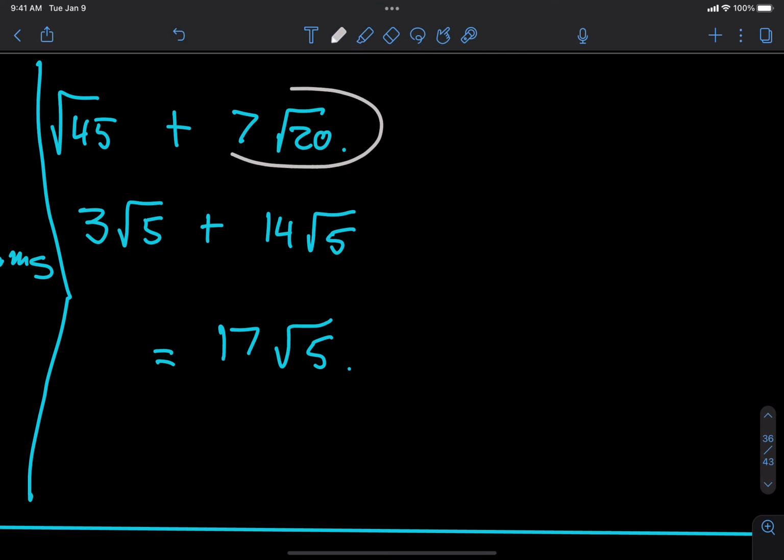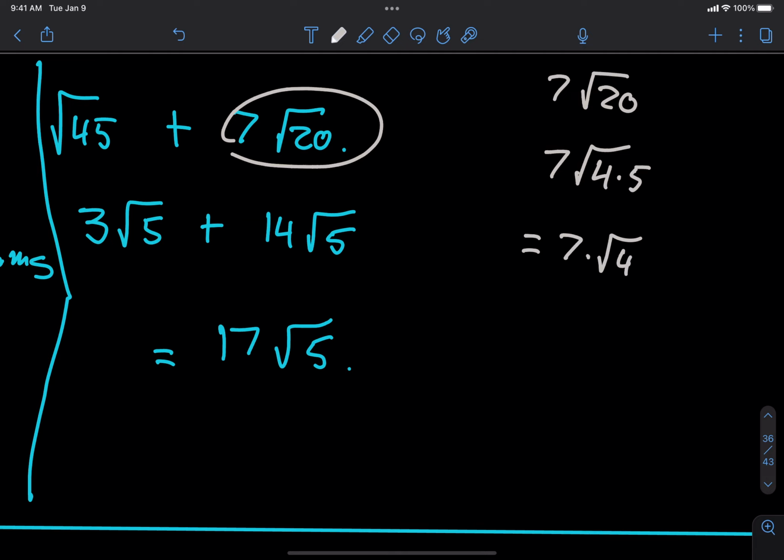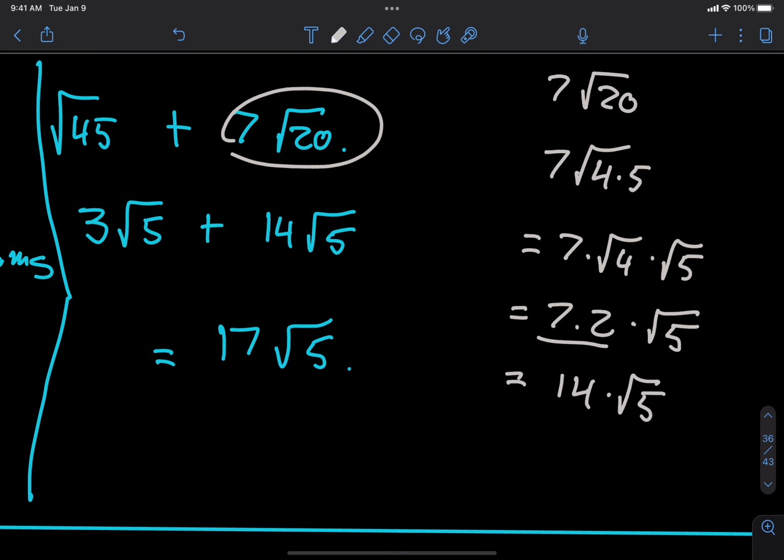So I wrote 7 root 20 as 7 times the square root of 4 times 5, which I rewrote as 7 times the square root of 4 times the square root of 5, which is the same as 7 times 2 times the square root of 5. So since 7 times 2 is 14, I get 14 times the square root of 5. Does that make it clear? All right. Any other questions?